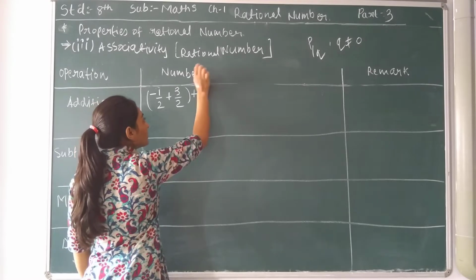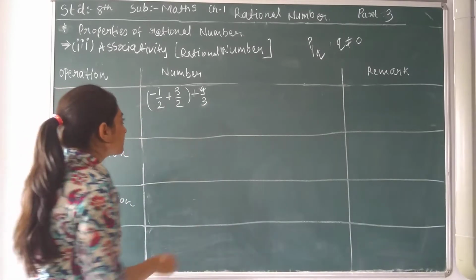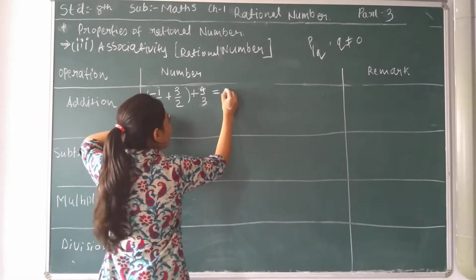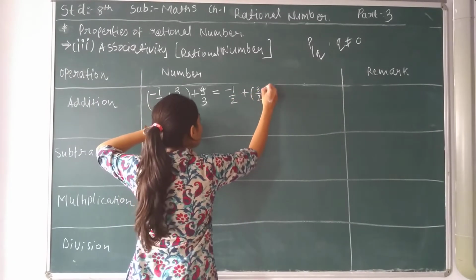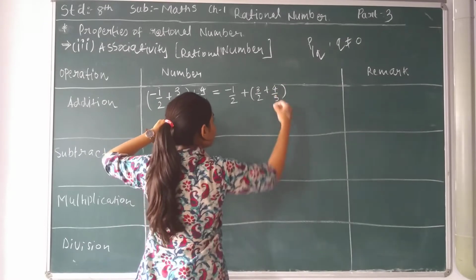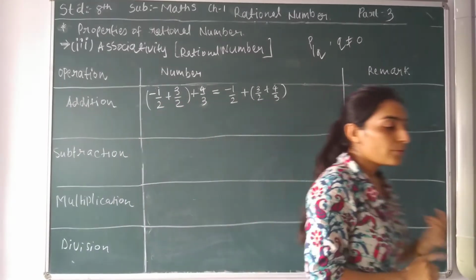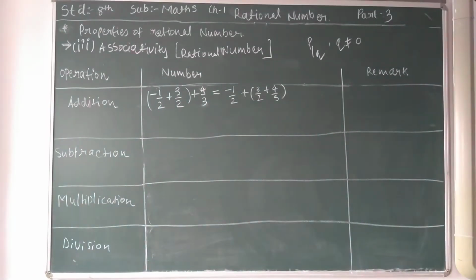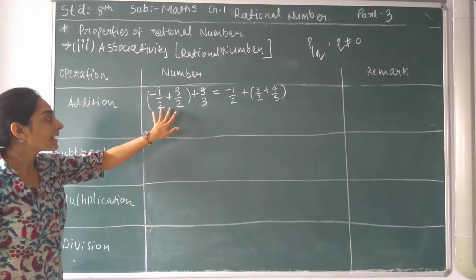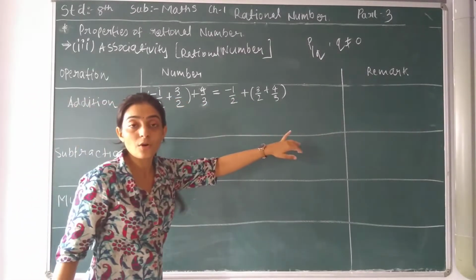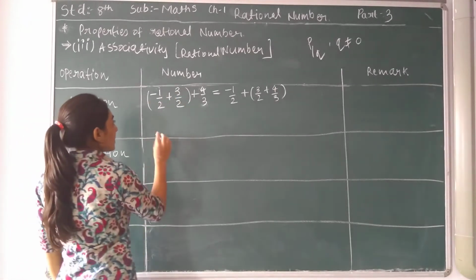Take the number, say 4 by 3. Now interchange its bracket: minus 1 by 2 plus 3 by 2 plus 4 by 3. I have already said that you should know the fraction and its properties. If you don't know how to solve the brackets, because all are in fraction form, you should know how to solve these questions. So now do these things.